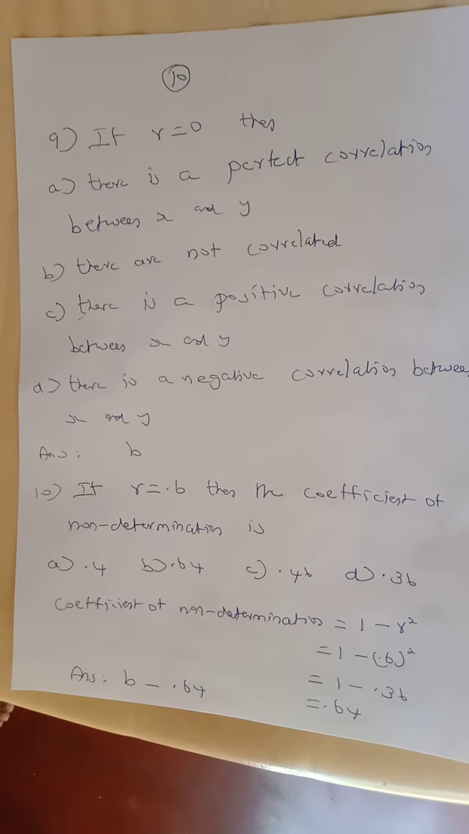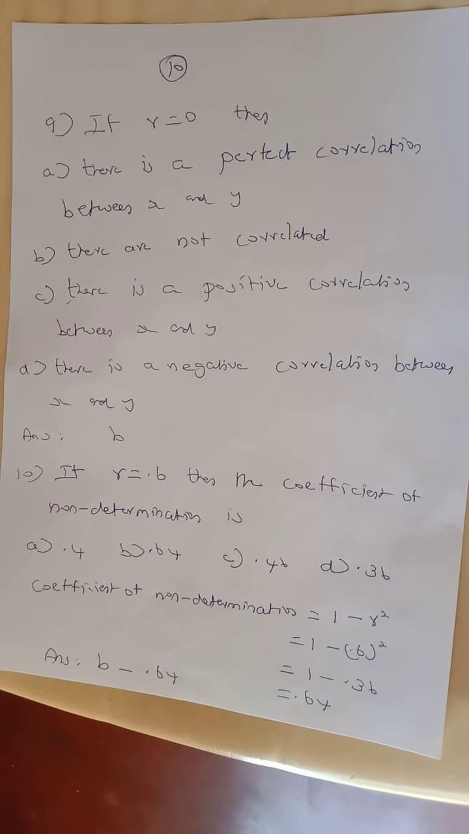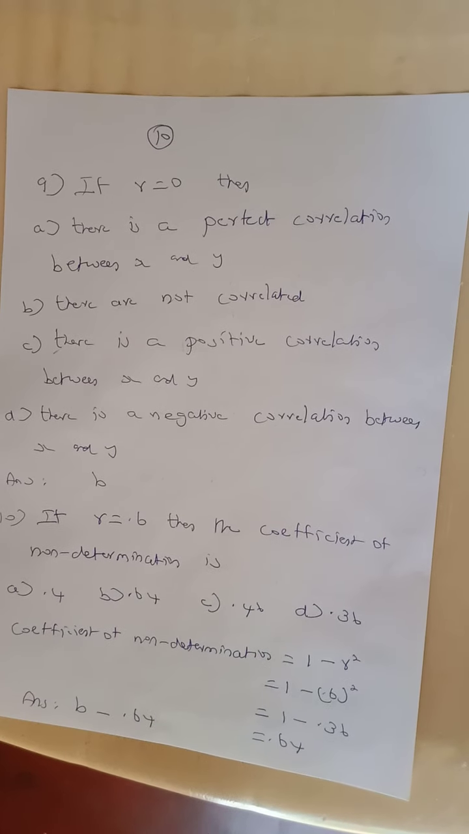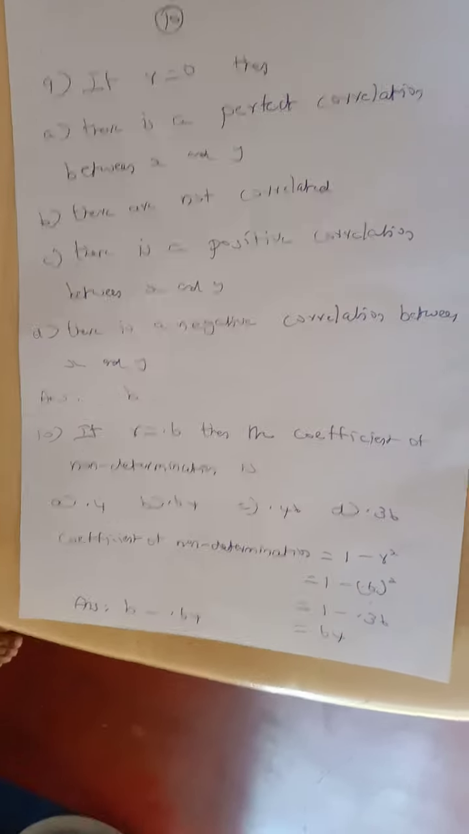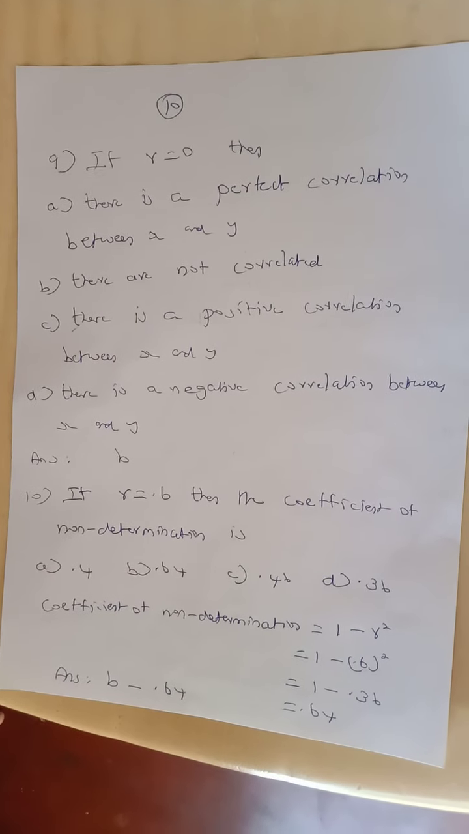Let us move to the last question, the 10th question. r is equal to 0.6. The coefficient of correlation is 0.6. Then the coefficient of non-determination is: option A, 0.4; option B, 0.64; option C, 0.46; option D, 0.36. The coefficient of non-determination is equal to 1 minus r square. r is given as 0.6. When you substitute the value, we get the correct option, option B, 0.64.